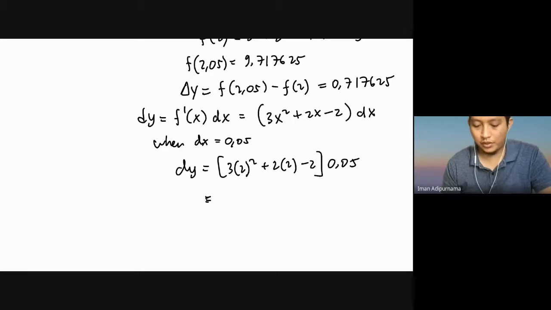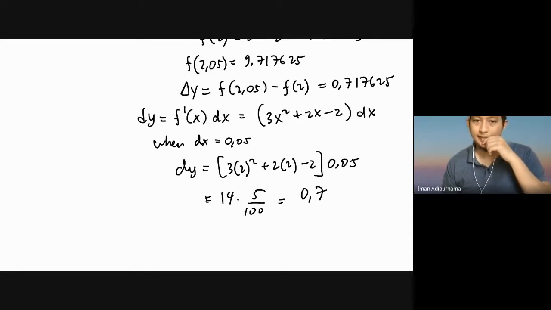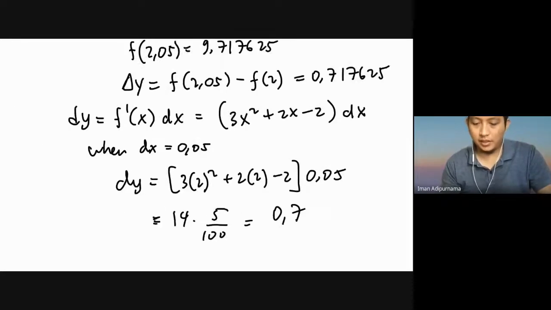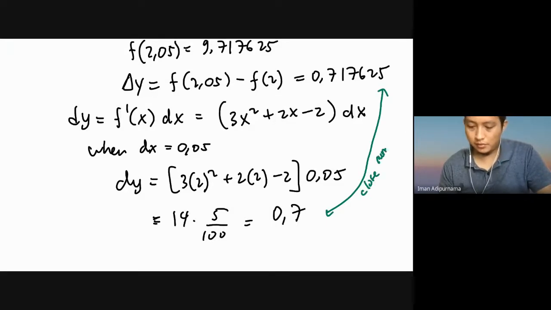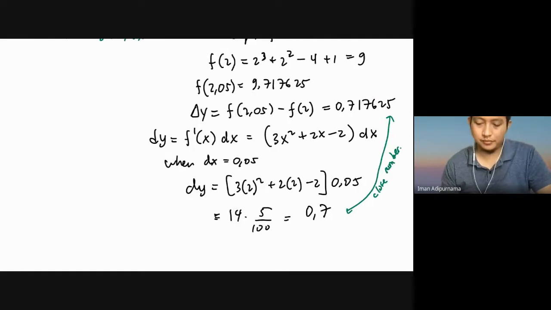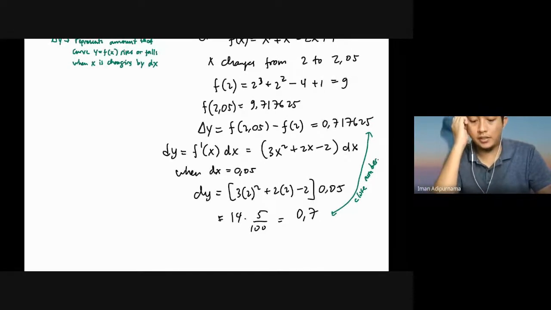and you can calculate much more easily with this equation here. So 4 times 3 is 12, 14 times 0.05 is 14 multiplied by, this should be 0.7. And I think it's maybe close, right? Close number. Yeah, that's how you look at the differentials.